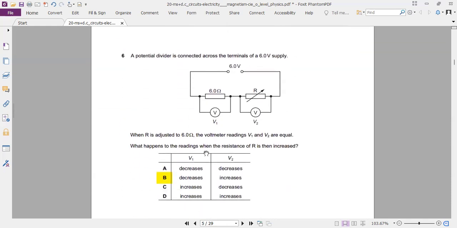And in this question, so when we adjust R to 6, again, the resistors become equal. They equally divide the voltage. So it will be 3 and 3. So the V2 will increase. So we look for increase here. And V1 will decrease from the voltage of 6 volts. Well, it wasn't 6, but it was something less than 6, but not 3. And then it will decrease to 3 because the voltage here will increase to 6.